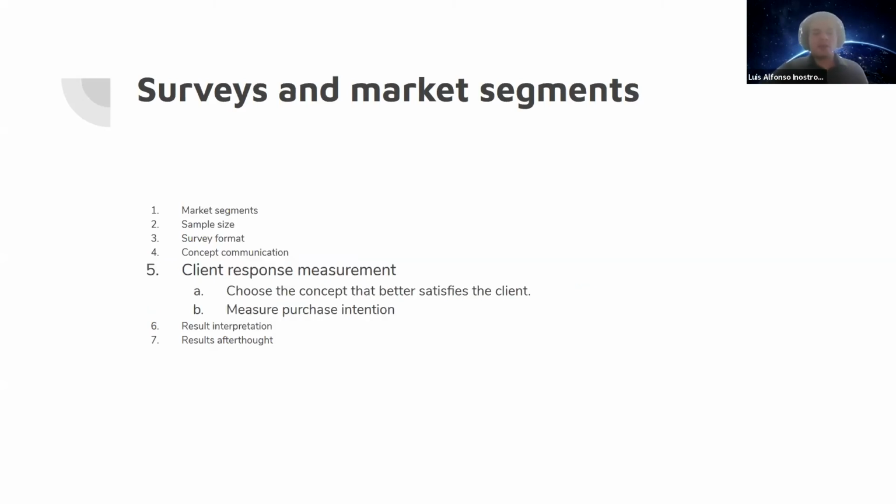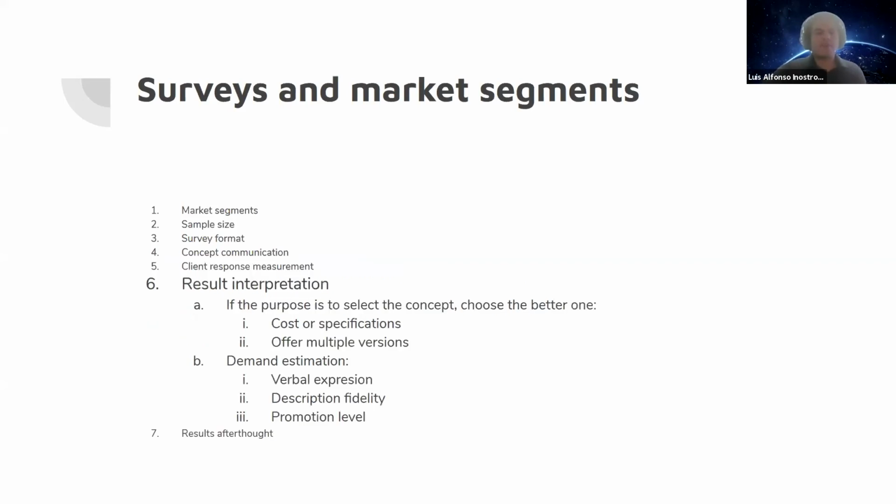Then what you're going to try to measure is the concept that better satisfies the client, if you are trying to choose concepts, and measure purchase intention. Purchase intention is basically used to measure how many sales we are going to have in the future, in the first year of a product. And this is made in the result interpretation. First of all, if you are selecting between many concepts, and the data doesn't favor one specifically, then you must choose either by cost or specifications, whatever you think is the best, or if there is a possibility, offer multiple versions.